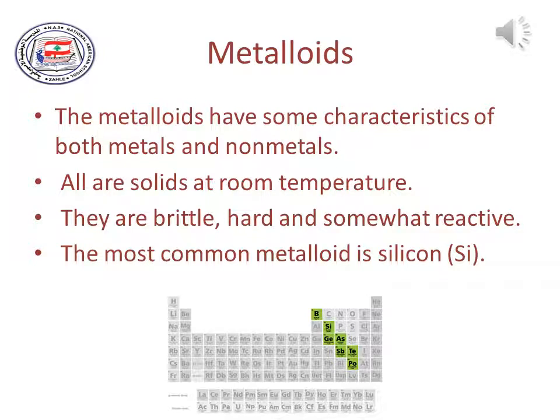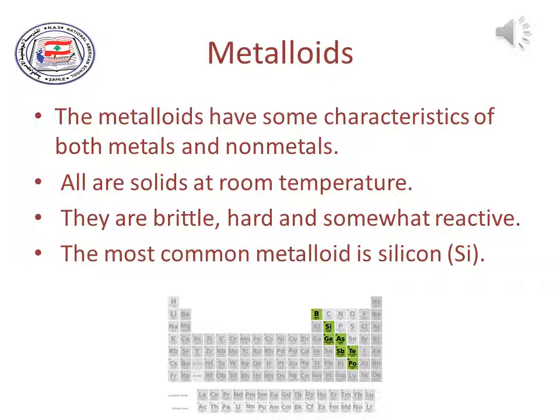Metalloids. Along the border between the metals and the nonmetals are 7 elements called metalloids. The metalloids have some characteristics of both metals and nonmetals. All are solids at room temperature. They are brittle, hard, and somewhat reactive.